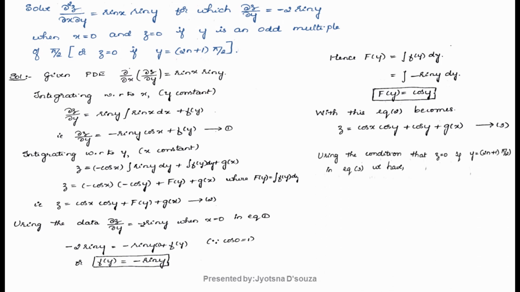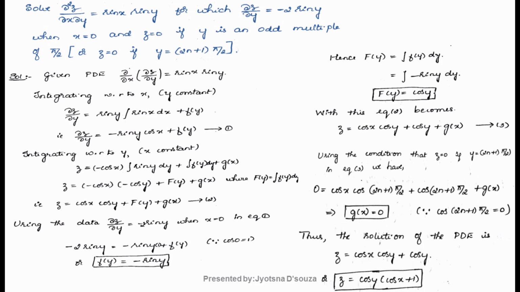So the left hand side we get as 0. The right hand side is cos x times cos((2n+1)π/2) plus cos((2n+1)π/2) plus g(x). But the cosine of an odd multiple of π/2, that is cos(π/2), cos(3π/2), cos(5π/2), etc., is equal to 0. So I am getting g(x) = 0.